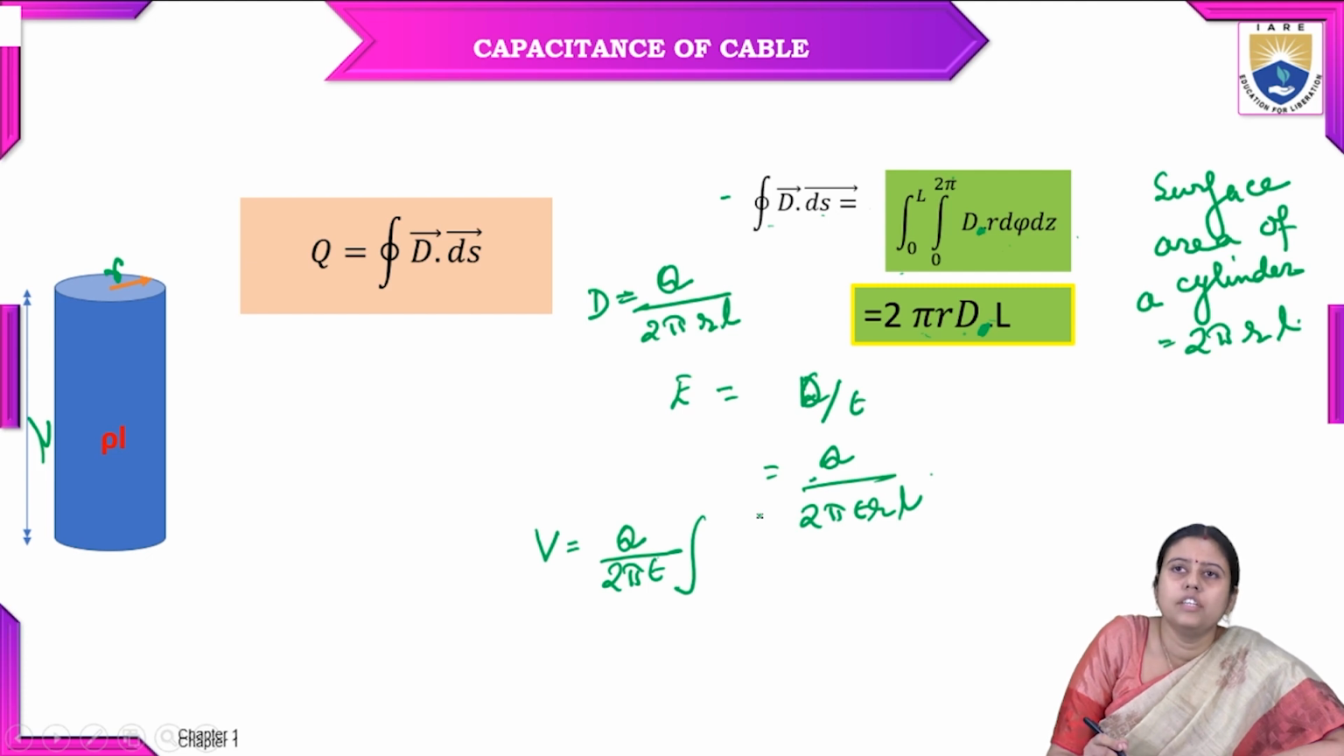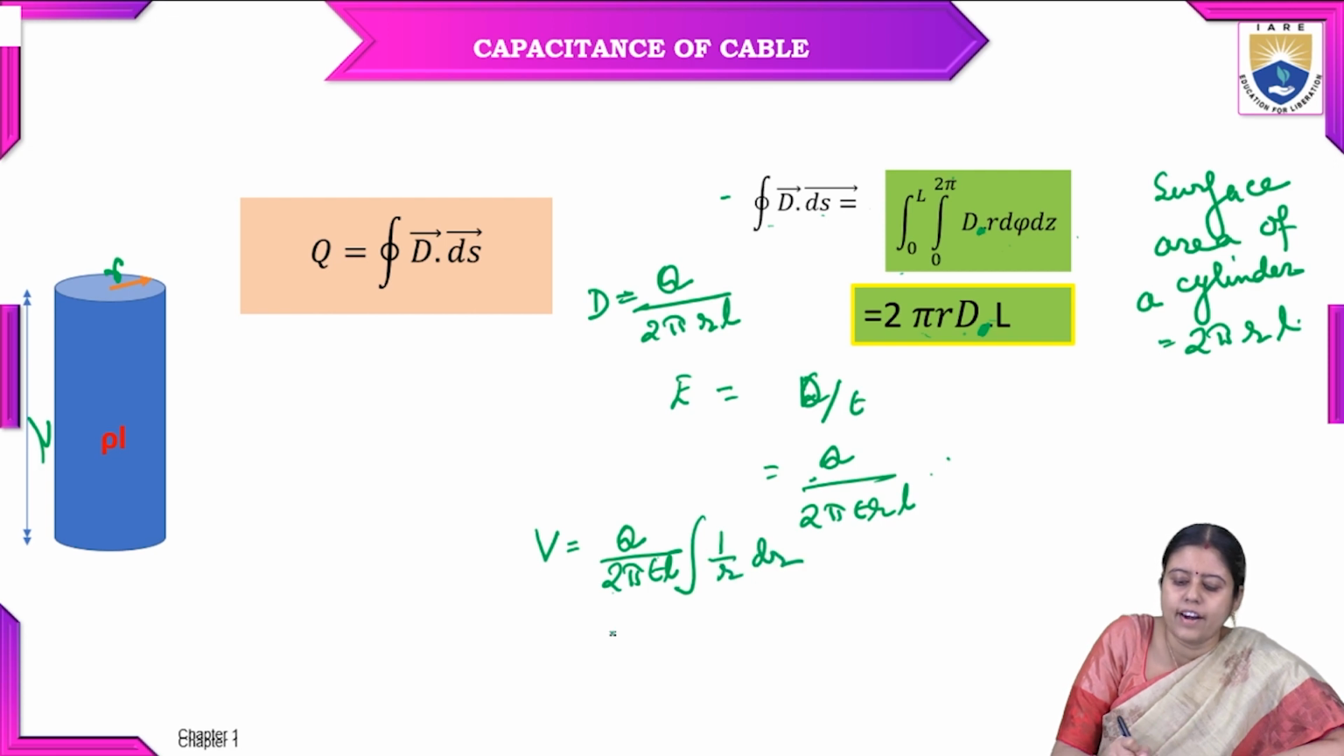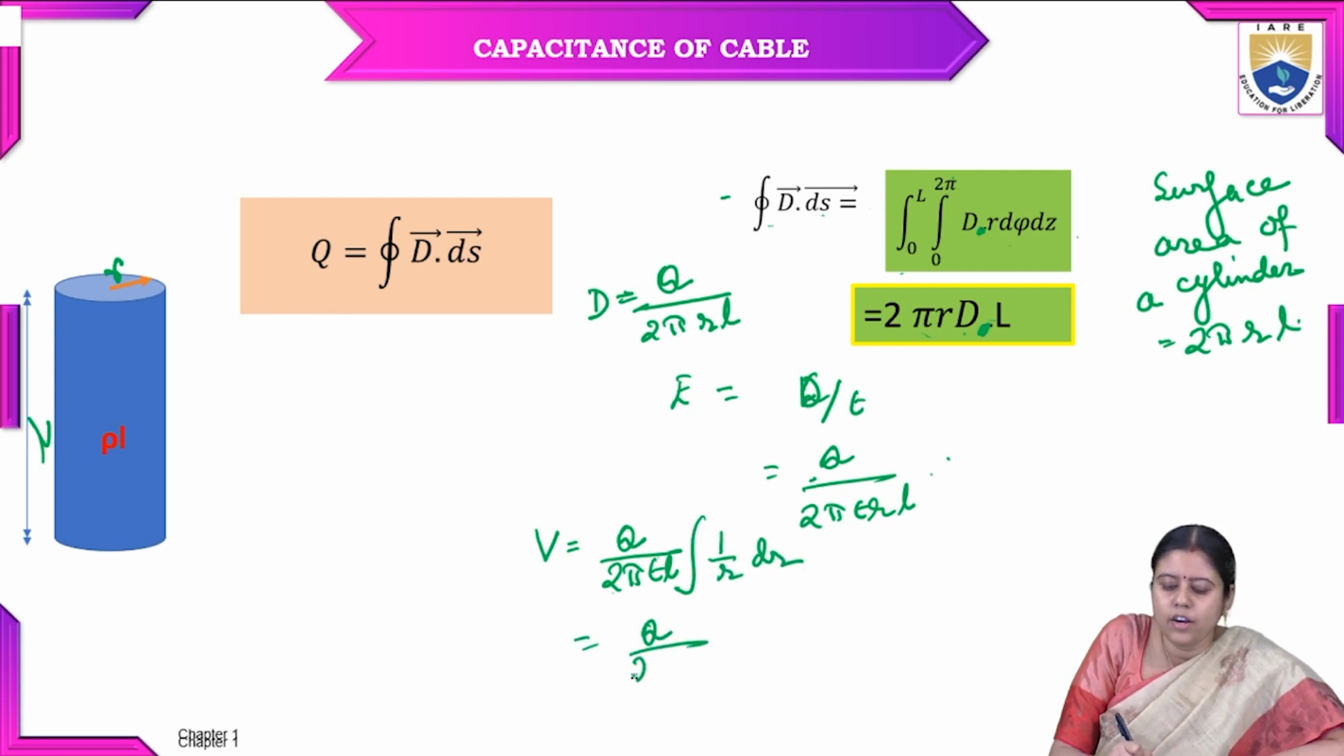E into dr means nothing if we are calculating for one length. So what is this? 1 by r dr. So Q by 2 pi epsilon L into 1 by r dr means ln r.